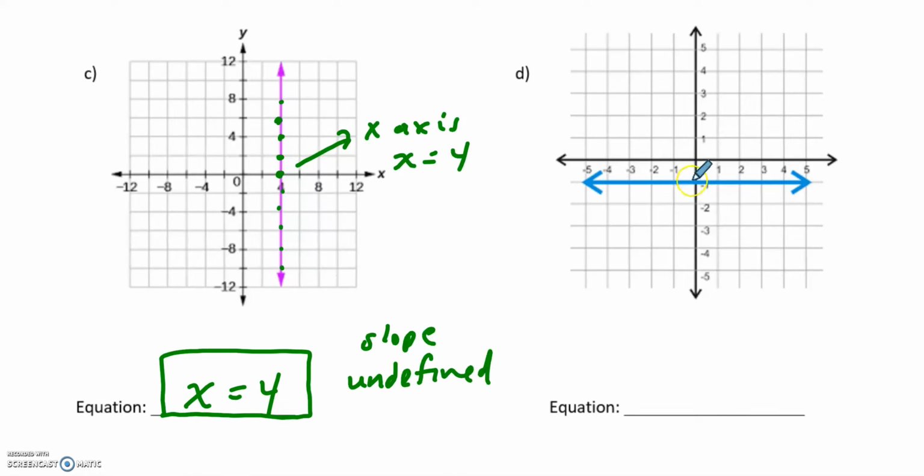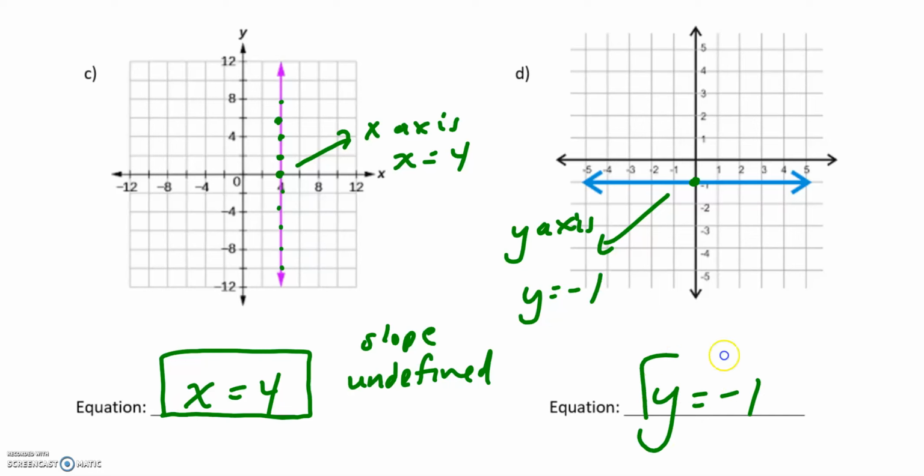Part D looks like it hits the y-axis at y equals negative 1. So my equation would just be y equals negative 1, because as you look along this line, the y is always negative 1, x consistently changes, so this would be your only equation. As a little review again, your slope has no steepness, but it is possible, so your slope is 0.